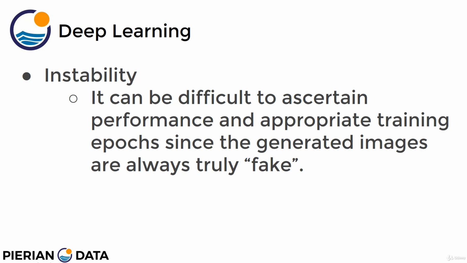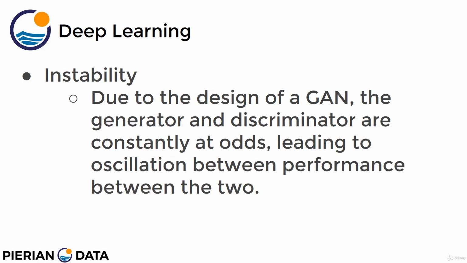And the last problem that we discussed was instability. It can be difficult to ascertain performance and appropriate training epochs since all the generated images, at the end of the day, are truly fake. So it's difficult to tell just how well your model is performing at generating images, because just because the discriminator thinks something is real doesn't mean that a human like us will think a face or a number looks real enough. So it's always difficult to ascertain that sort of true performance.